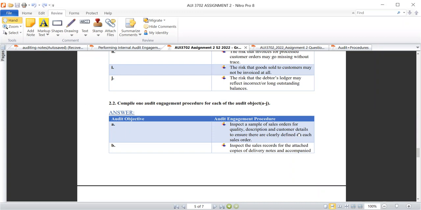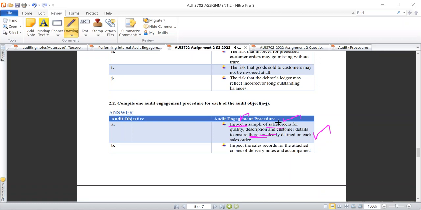So look at this now. I want you to observe my procedures. Inspect: I get half a mark for giving them the how. What am I inspecting? I'm inspecting sales orders. I get another half a mark for that. Why am I inspecting them? To determine or to ensure that they are clearly defined on each sales order. I get another half a mark. That's 1.5 marks that I'm getting for this particular procedure.